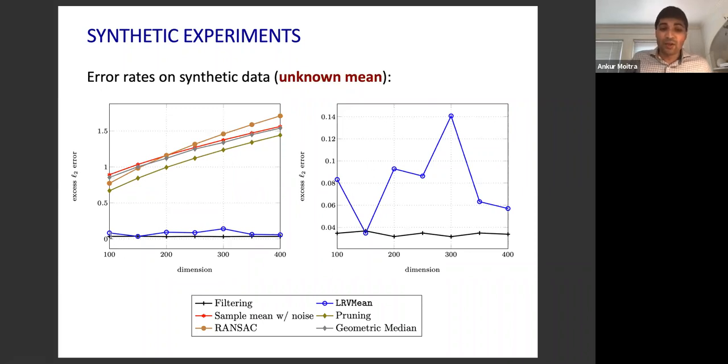Right down here is the filtering algorithm that I told you about. It's this black curve down here. This blue one is the Lai-Rao-Vempala algorithm. And you can see that we're very clearly getting dimension independence for the robustness.